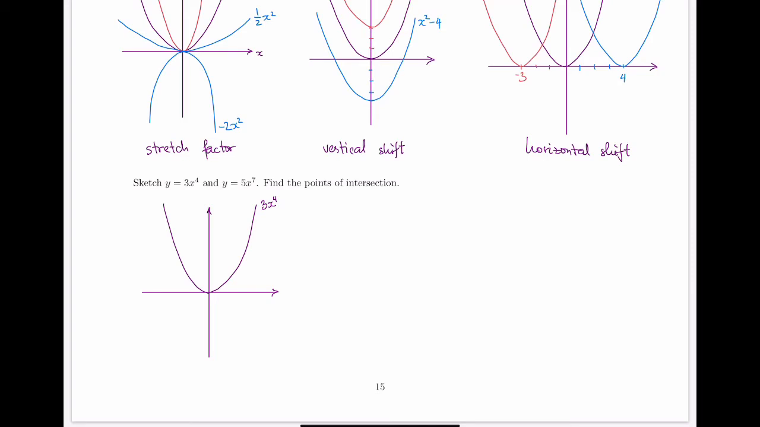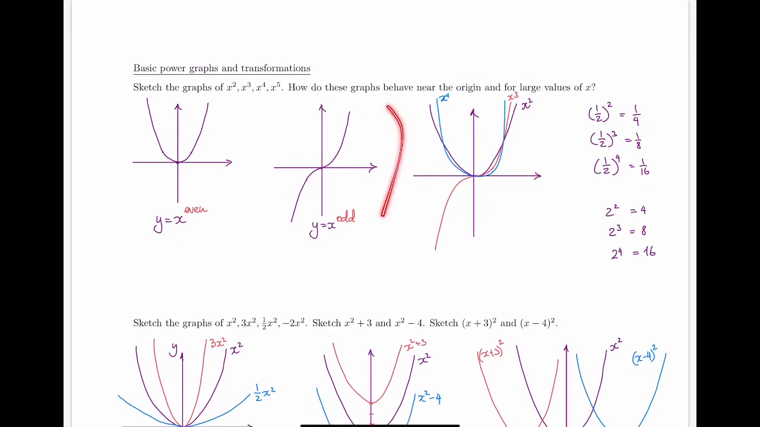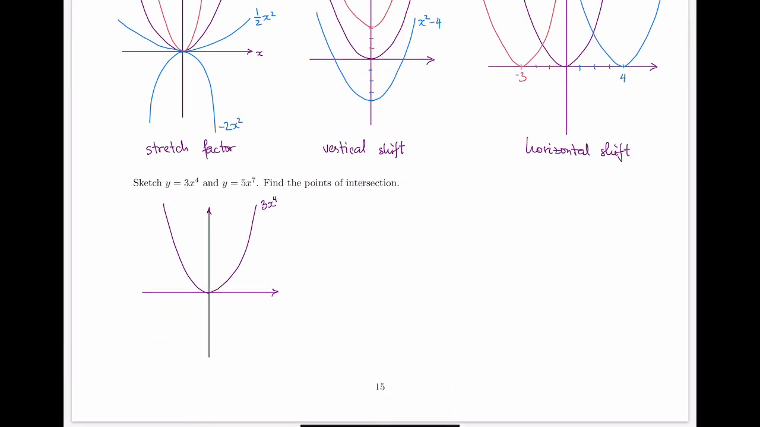Excellent. Now, this next guy here, what kind of general shape will that have? Well, the power function here is x to the 7th, and it has a stretch factor of 5. X to the 7th, that's x to an odd power, so it will have a general snaky or cubic shape, and then it will be stretched out by a factor of 5.